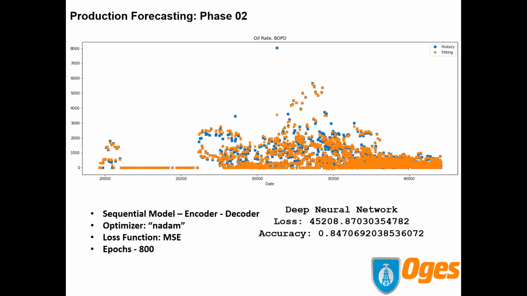And this is something that came out of a Jupyter notebook that I threw in there, using, remember, the autoencoder, the encoder decoder, and the NADM optimizer. Then you can have a loss function, the number of epochs, the number of iterations it goes through, and you could see on this set of wells that the historical oil rate is in the blue, and the fit of the prediction was 84% accurate.